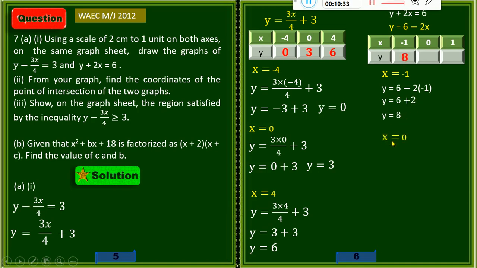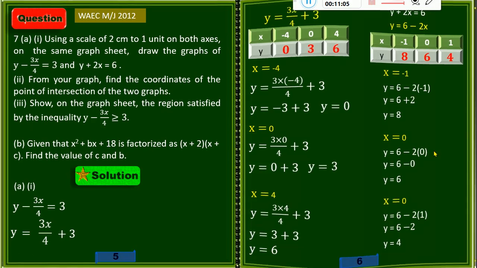Then when x is equal to 0, we're going to do the same thing. We replace x by 0. We have 6 minus 2 times 0. 6 minus 0, y is equal to 6. And then when x is equal to 1, we are going to replace x by 1. So we have 6 minus 2 times 1, y is equal to 6 minus 2. So y is equal to 4. So now we have the two tables. We now go straight to the graph page to plot the graph.